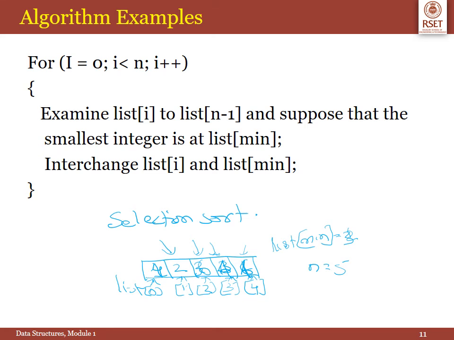It swaps 6 and 3. So this becomes 6. Then again it increments. So it compares 6 and 4 and I get 4 and 6. So this is actually a simple program of converting the values in an array into ascending order. Now there are different sorting algorithms. This is a specific example of selection sort.